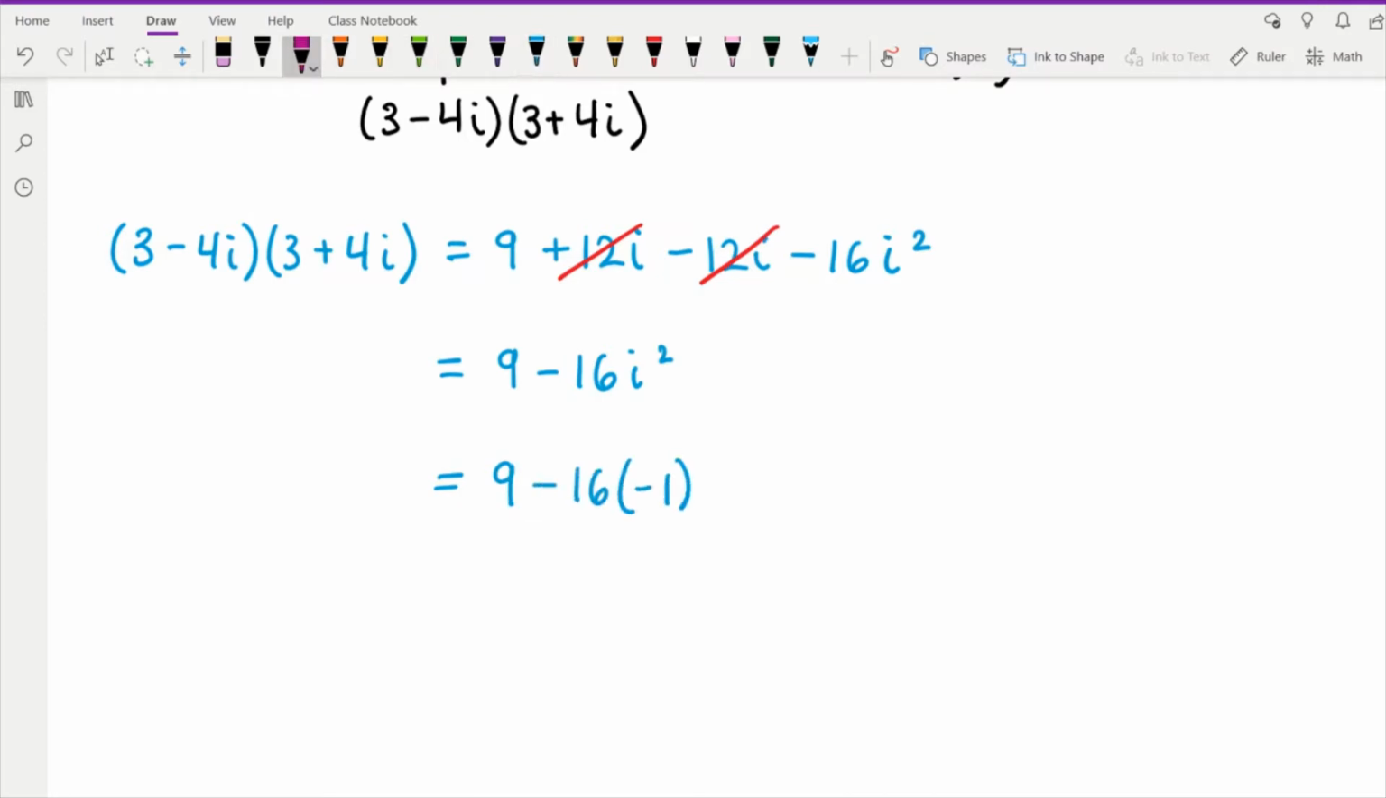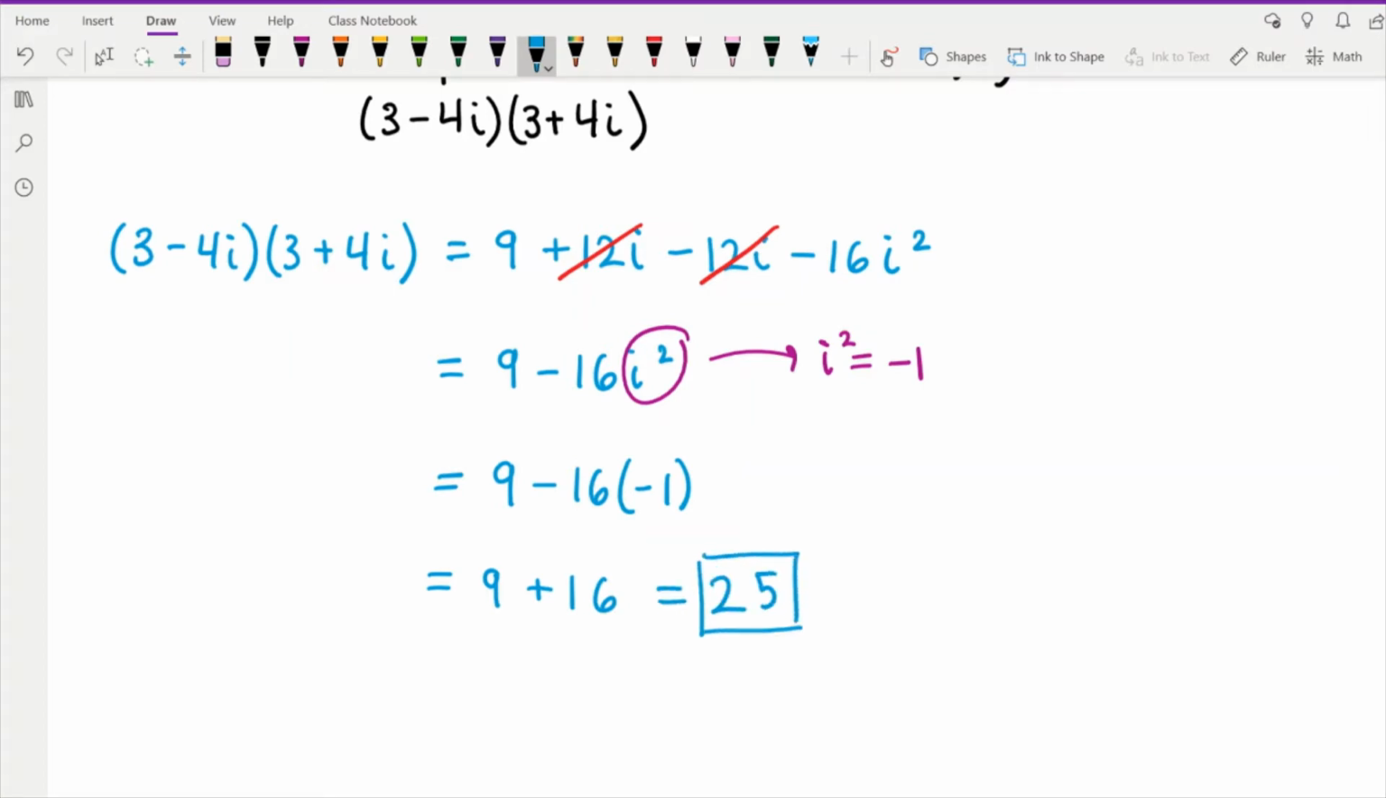I'll make a note of that here too. So i squared is equal to -1. And so then this becomes plus, so we end up with 9 plus 16, and we get 25. So it turns out something like this is going to happen every time you multiply a complex number and its conjugate. You're always going to get a real number.